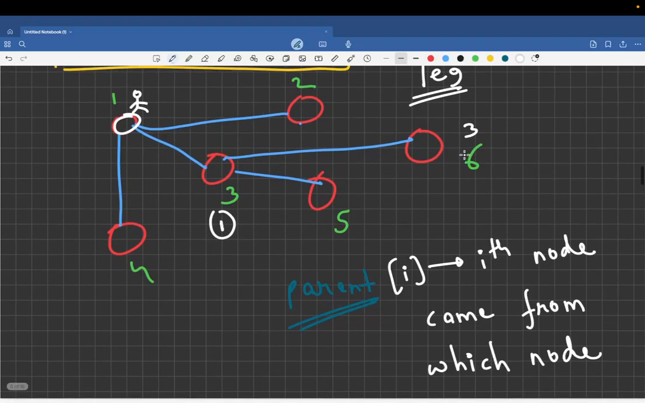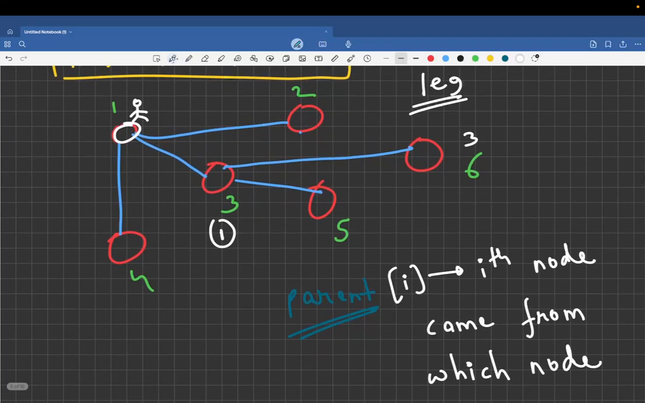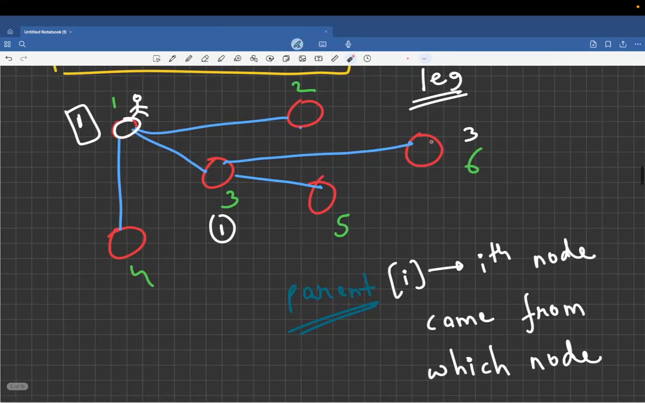So now once I have the parent, what will be the parent of node 1? It will be 1 itself, right? Because it originated from here only. Now once we have the parent with us, how can we get the path?